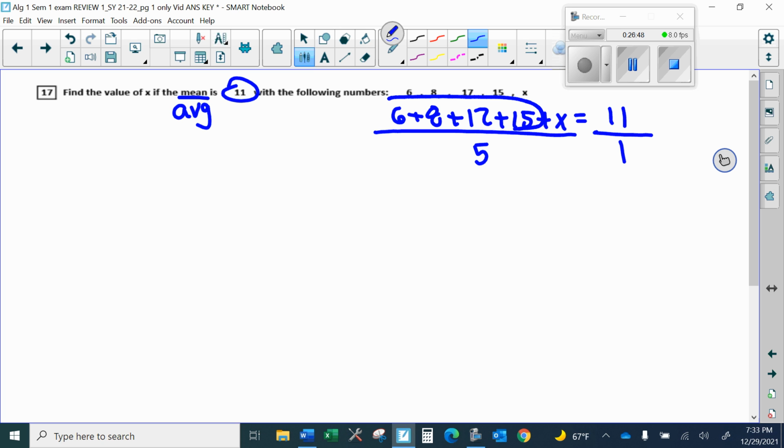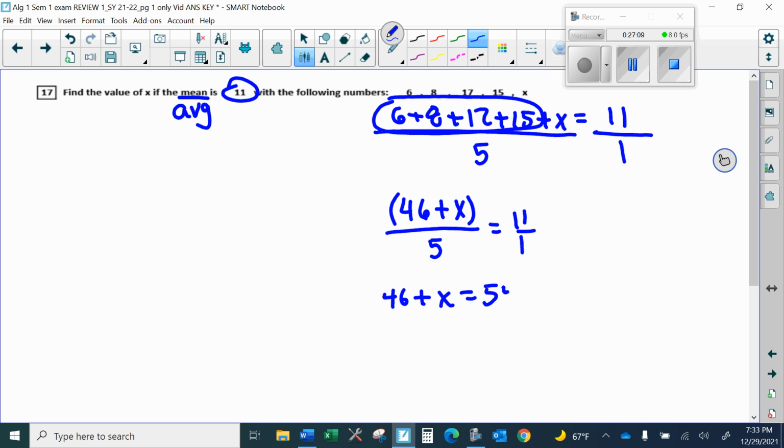Combine all these like terms first. 6 plus 8 is 14, plus 17 is 31, plus 15 is 46. So I have 46 plus x divided by 5 equals 11. Rule 1, cross multiply. I'm just doing 1 times that, so this takes it off. 46 plus x equals 5 times 11, 55.